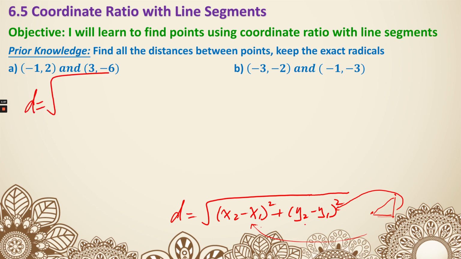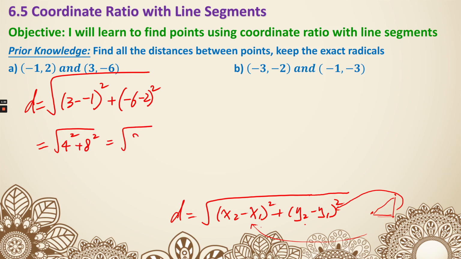So let's deal with these two questions. x2 minus x1 is going to be 3 minus negative 1, squared, plus negative 6 minus 2, squared. First part, 3 minus negative 1 becomes 4, so we have 4 squared. Negative 6 minus 2 is negative 8, but when you square it, the negative is gone, so it's 8 squared. Added together, that's the square root of 80, which simplifies to 4 square root of 5. That is question A.